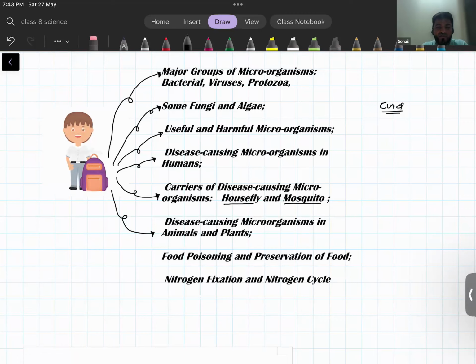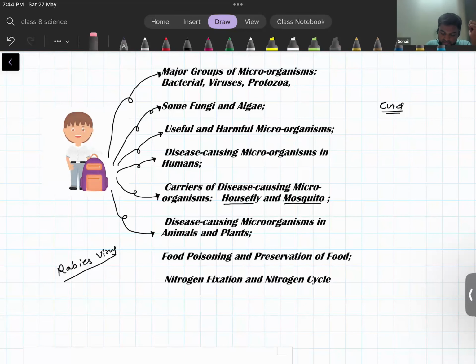And what are the disease causing microorganisms in certain animals, like in the case of dogs? Dogs mainly die of rabies virus. Cats also, yes. They also die of rabies virus. So if some healthy person gets bitten by a dog, there are high chances that if the dog was infected with rabies virus, that rabies virus can transfer from its body to the healthy person who got bitten by it.